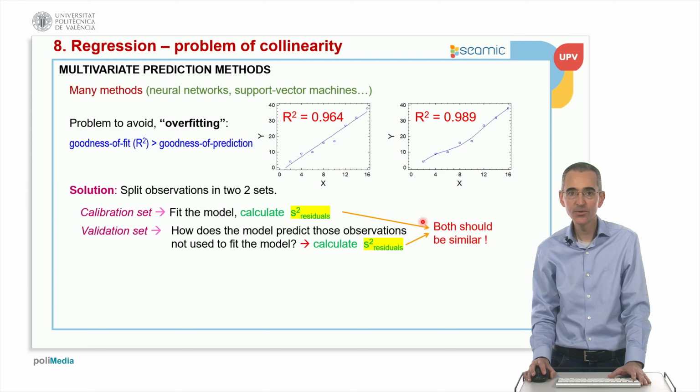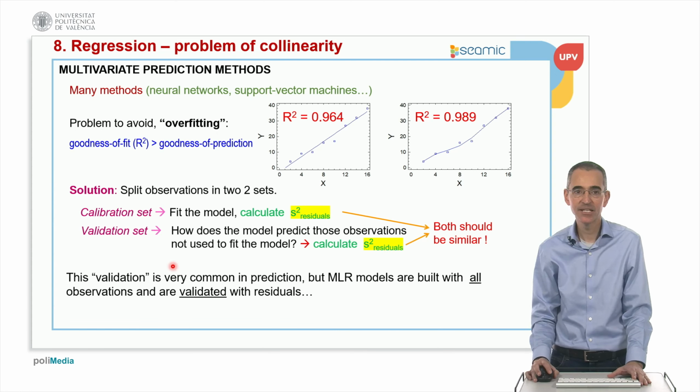So both variances should be similar. Look here. If I compute the residuals, the residuals in absolute value will be much smaller than the residuals here in absolute value. So here the variance of the residuals will be much smaller than the variance of these residuals. This is because the model is overfitted. So to avoid overfitting, both variances should be similar. This kind of validation is very, very common in prediction.